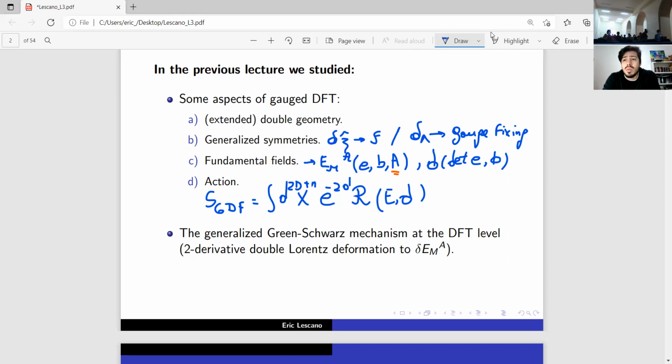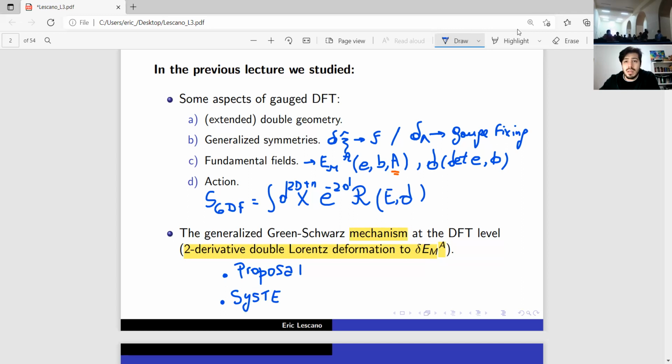We had this kind of formalism. And in the last lecture, we finished by introducing a generalized notion of a Green-Schwarz mechanism at the DFT level. This mechanism is a two-derivative double Lorentz deformation of the generalized frame field. So in this lecture, I am going to show you first a proposal, a natural ansatz, to construct a generalized Green-Schwarz mechanism. And then we are going to explore a systematic procedure to construct these things.